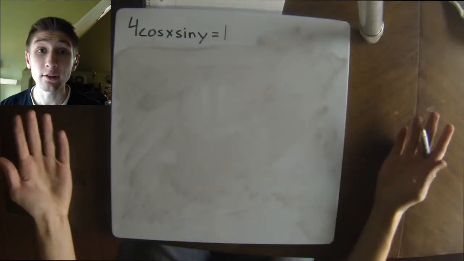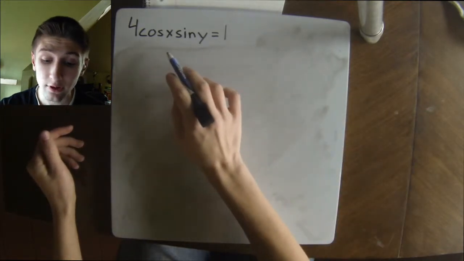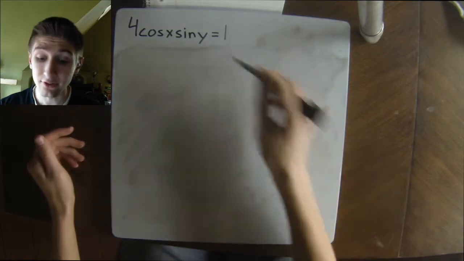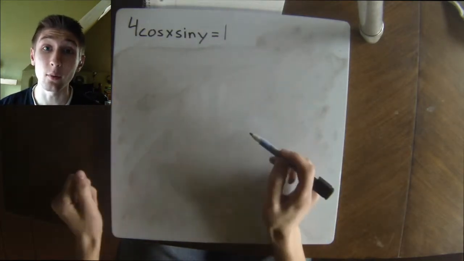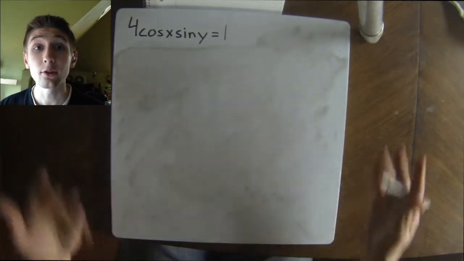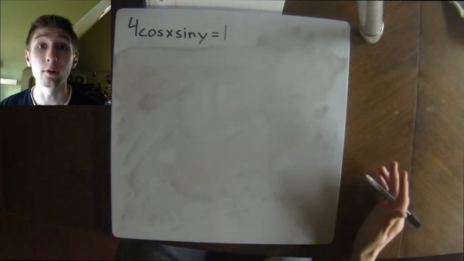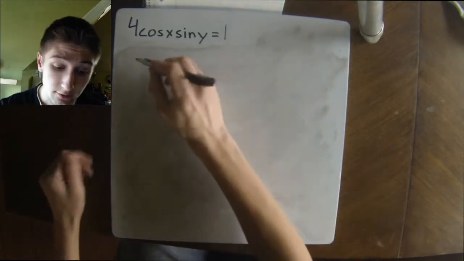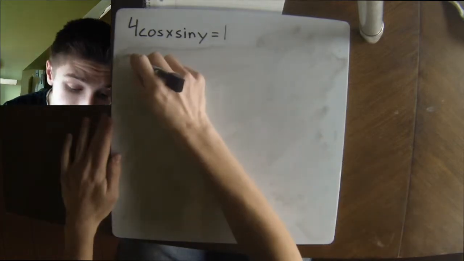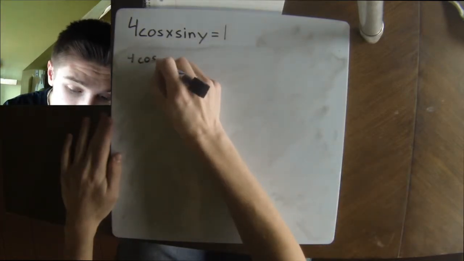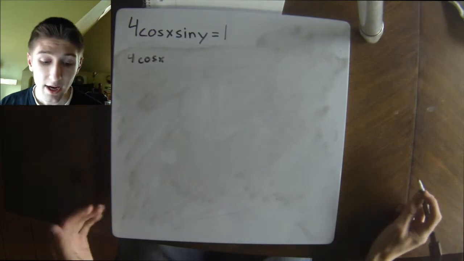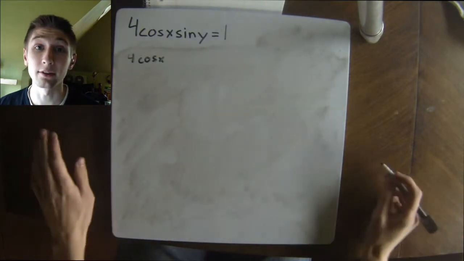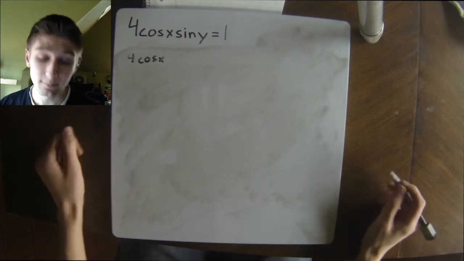So here's the equation we have: 4 cosine x sine y equals 1. And as you can see, y is within the equation and not by itself. So the way we do this is that we follow the product rule, which is first times derivative of second plus second times derivative of first. So the first thing we write down is 4 cosine x, and throughout the whole process, the 4 just tags along because it's a multiplier.